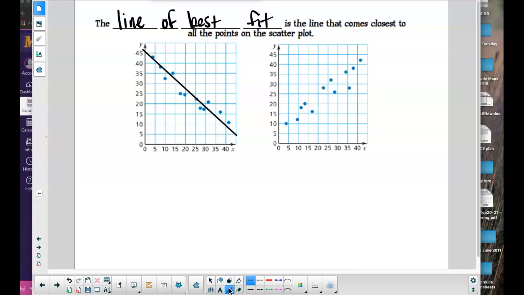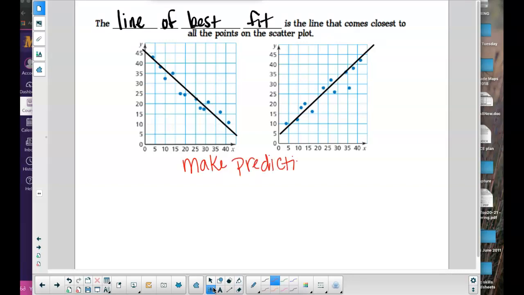In the second one, in general, what's happening? It's going up. So if we draw a line of best fit on this graph, it's going to look about like that. The whole purpose of a line of best fit is to help us make predictions. That line of best fit will help us make a prediction.